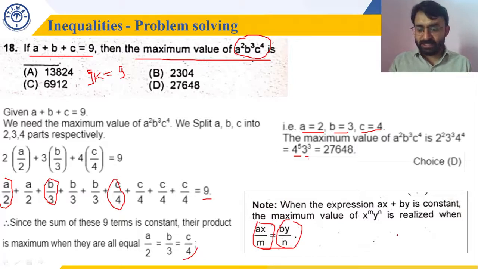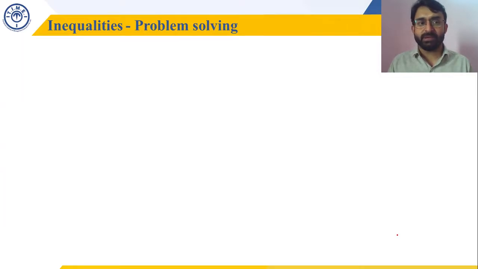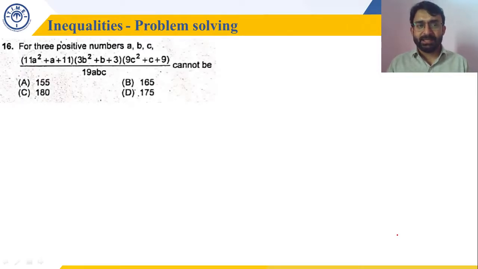Now a special case we can consider, or we can have question number 16. This is again the extension of arithmetic mean is greater than or equal to geometric mean. We can use a standard inequation, or we can understand by AM and GM also. We'll understand this question in a detailed manner.